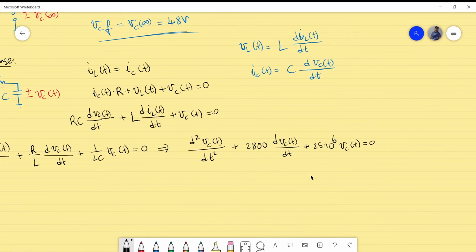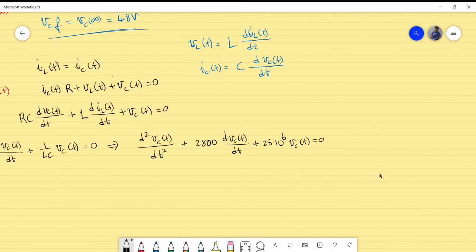I will now use an operator to carry out the analysis here. So actually what I want to do is set S, this is the Laplace parameter, equal to the first derivative of the capacitor voltage, so S squared will be the second derivative of the capacitor voltage, and the zeroth derivative will be the 1. So if I have no derivative, it will transform into 1. So that I get the following transformation.